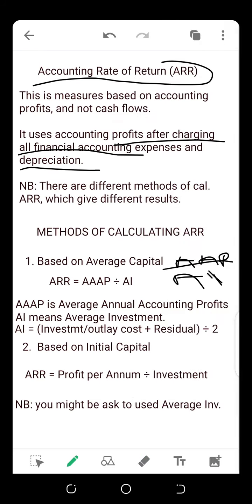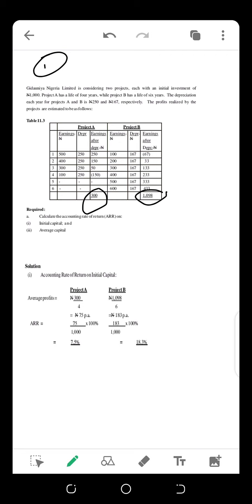Now, what is the profit per annum from this question? How do you know the profit for 1 year? We've been given the total profits to be 300, right? What is the profit for 1 year? For 4 years, it will now be 75. So that is how you can determine your profit.